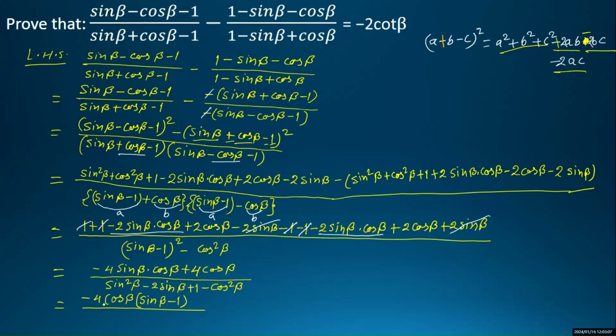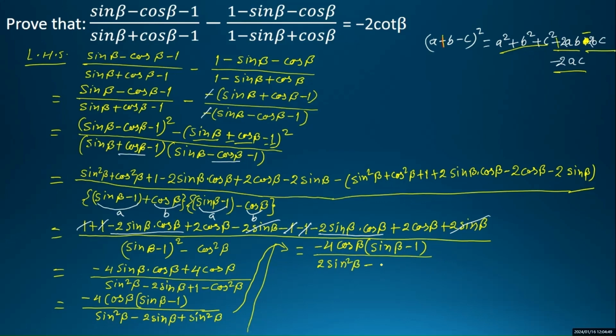And in denominator, there is sin square beta minus 2 sin beta. 1 minus cos square beta is equal to also sin square beta. And now from here, we'll get minus 4 cos beta is our numerator. There will remain sin beta minus 1 upon sin square beta plus sin square beta is 2 sin square beta, and minus 2 sin beta.